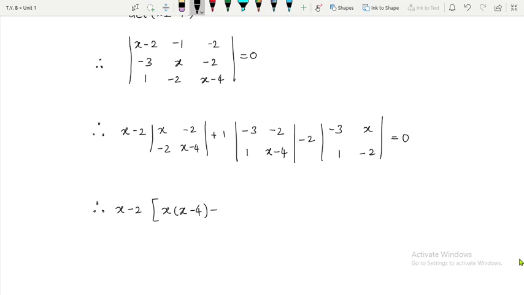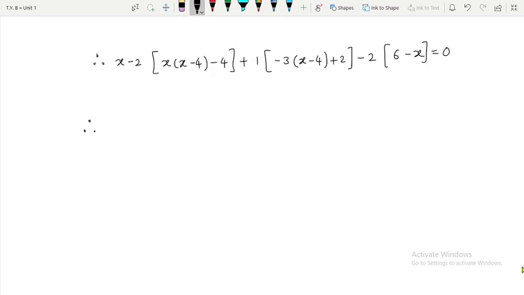Now let us solve it further. One thing I would like to tell you, in the second year I guess we have learned synthetic division, so that will be required here. If you are not able to recall it, I suggest that you go through the first year notebook where we have learned the synthetic division method. So this will be (x minus 2), inside the bracket x square minus 4x minus 4, plus 1, inside the bracket minus 3x plus 12, plus 2, minus 12 I guess, and it will be plus 2x, which is equal to 0.